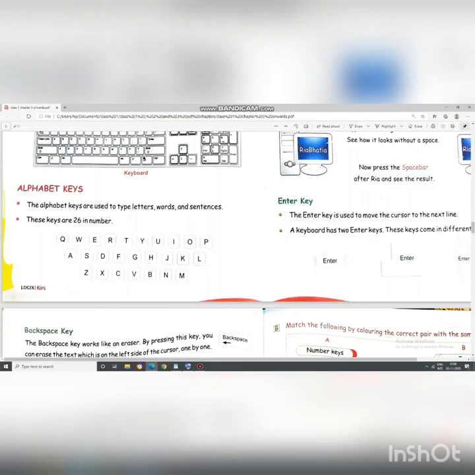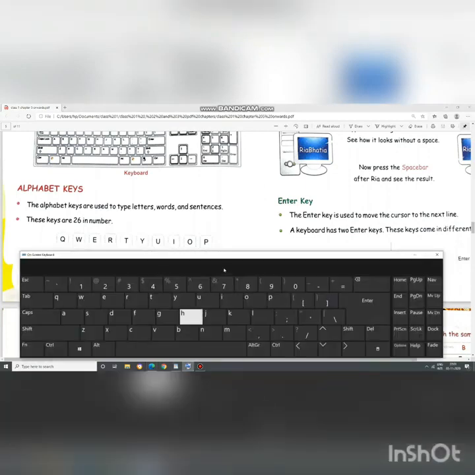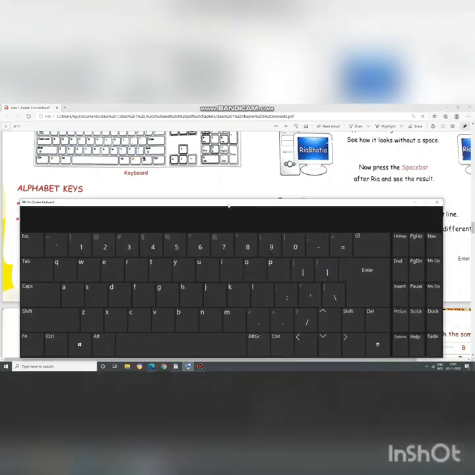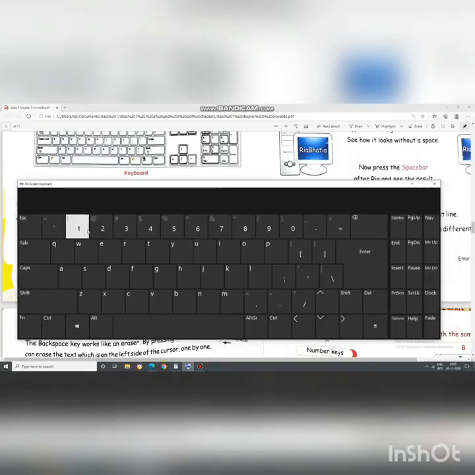We had done alphabet keys. The alphabet keys are used to type letters, words or sentences. They are 26 in number. Now, let me open the on-screen keyboard. These are all alphabet keys starting from A to Z and they are randomly placed, right?